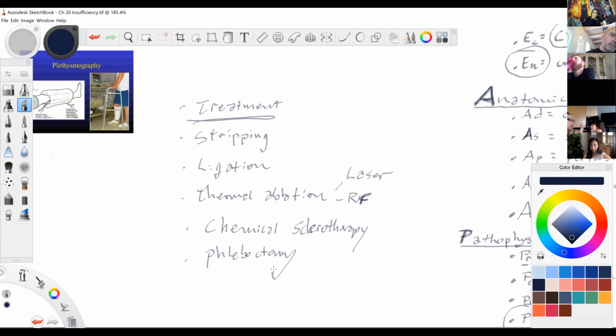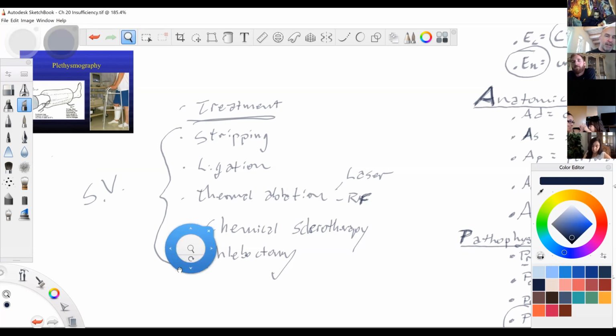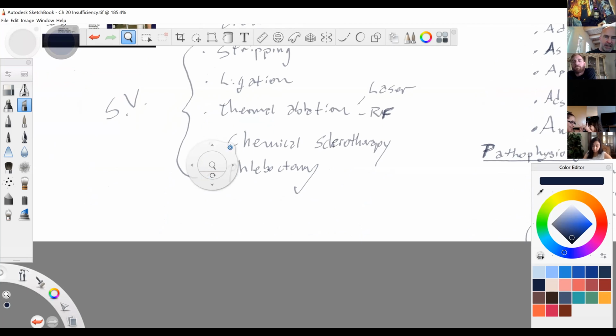All right. So these are all, by the way, guys, I should have said this before, these are all superficial veins. We're generally not stripping, ligating, thermoblading on the deep veins. So these are superficial veins that we're doing this. Did I give myself enough room? Well, how about this? I got a little bit of room for the deep veins.